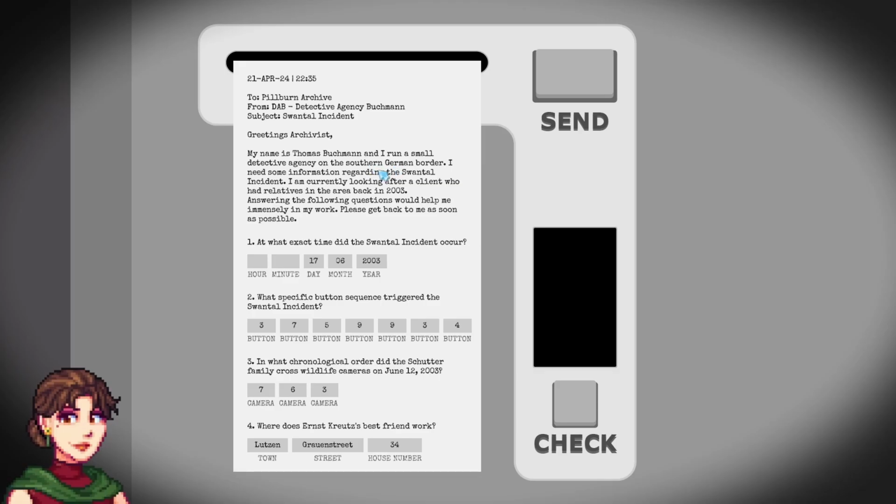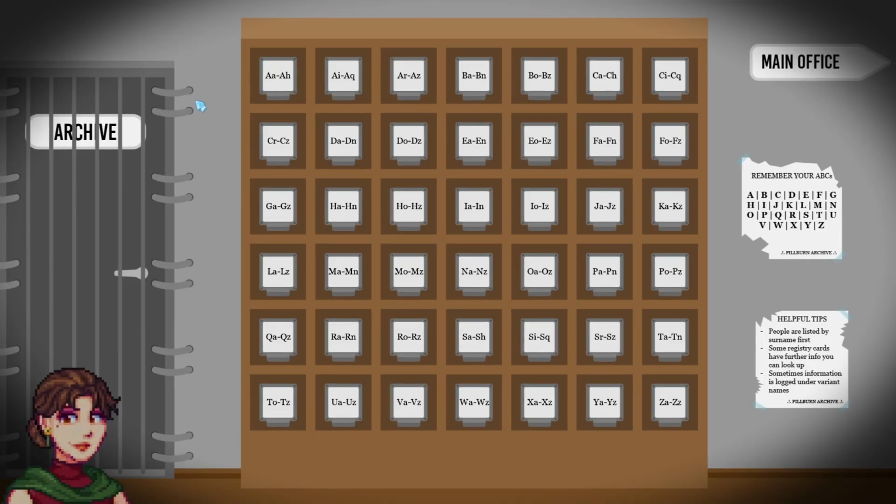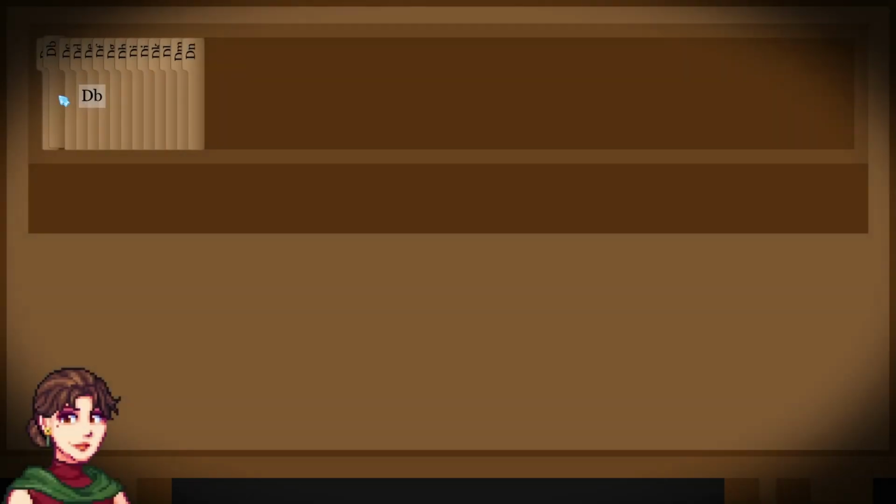Thomas Buckman ran a small detective agency from Dab. So maybe, just maybe, need to look into this Dab.